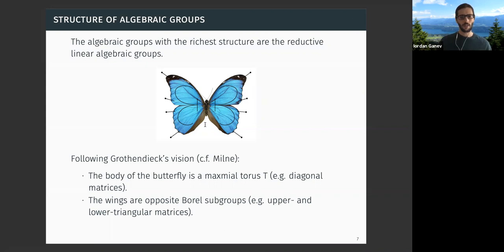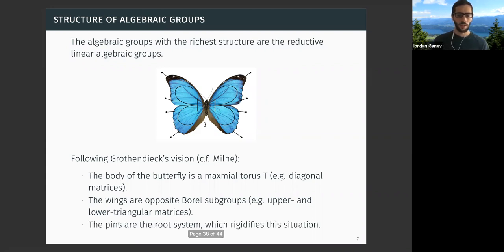And then the wings are opposite Borel subgroups. So for the case of GL2, we have the upper triangular and lower triangular matrices. Those are both examples of Borel subgroups, and they're opposites to each other, which in this case means that their intersection is just a torus. And we have these pins in the butterfly, and those are supposed to reflect the root system.